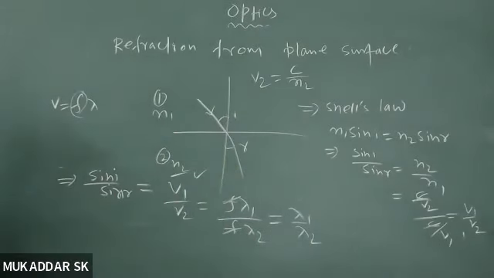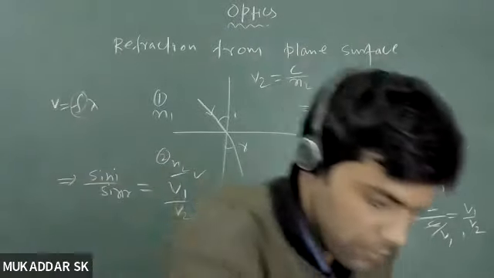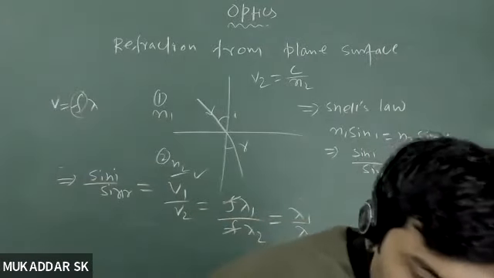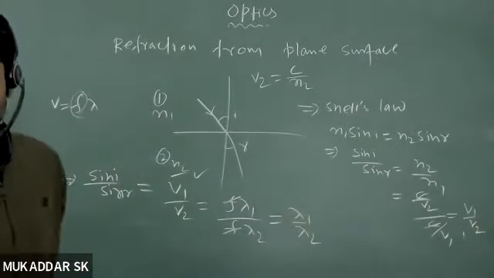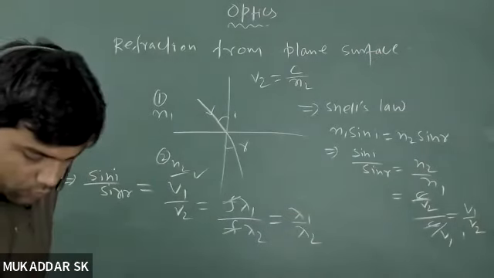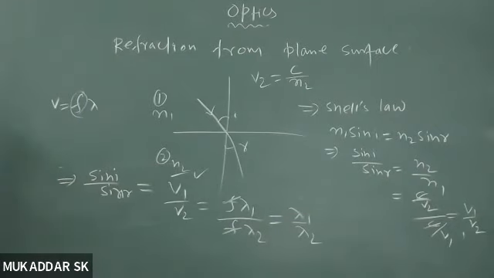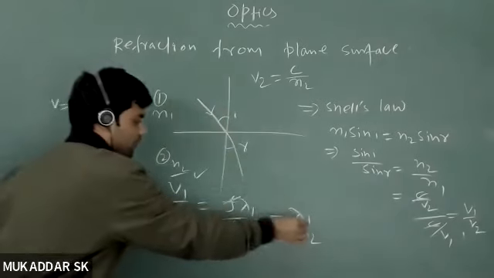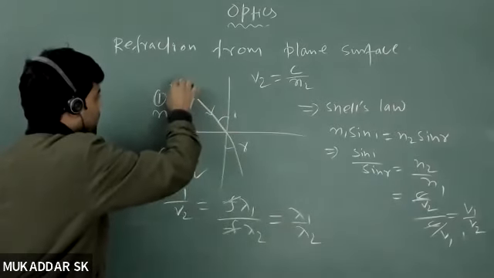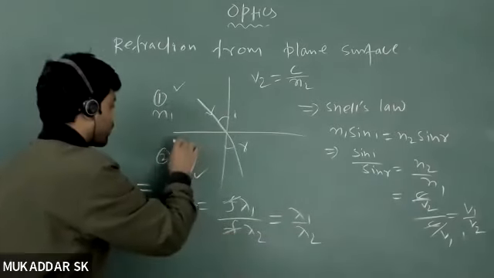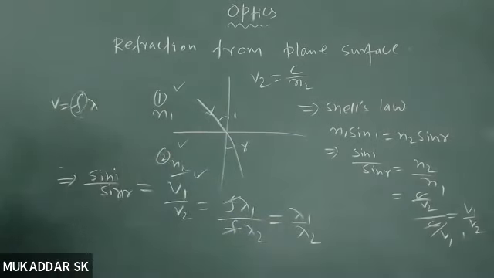What is lambda 1, Anju? Can you hear me? What is lambda 1? Yes, sir. Wavelength in the first medium. Exactly. So lambda 1 is the wavelength of this light in medium 1, and lambda 2 is the wavelength of light in medium 2. Okay.